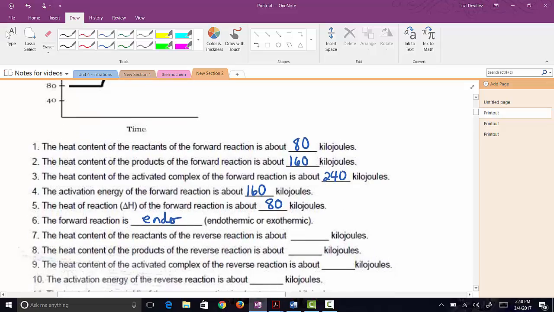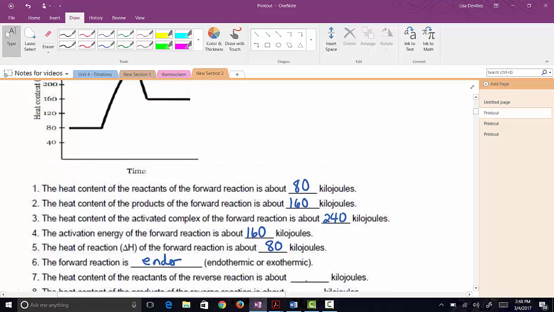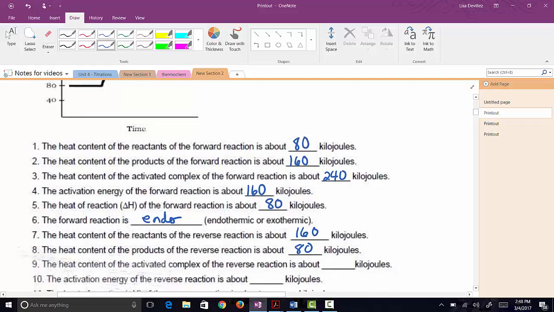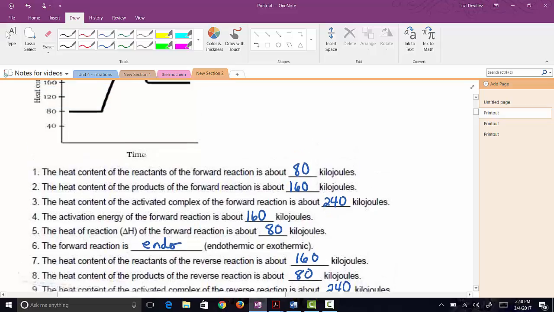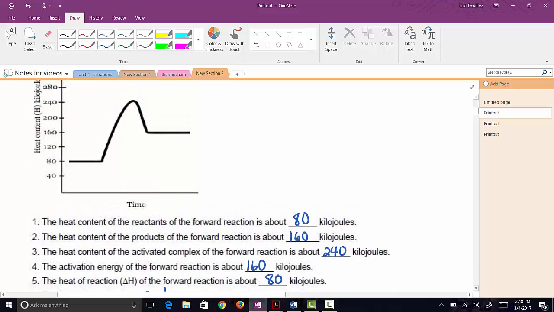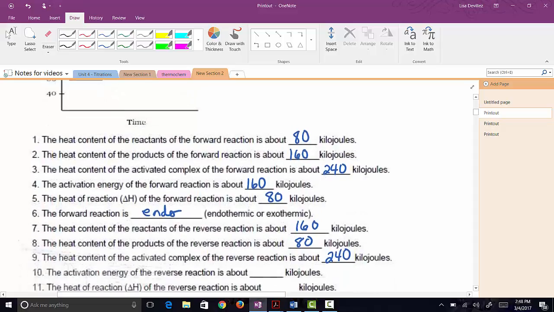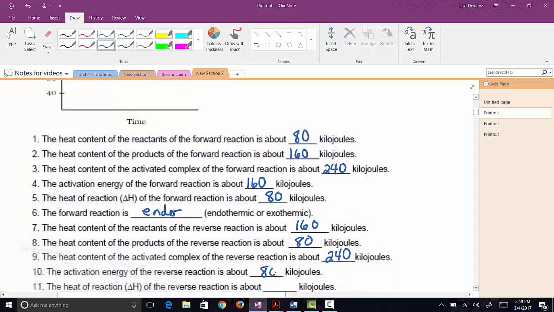And the heat content of the reactants of the reverse reaction is about 160. And the heat content of the products is around 80. The heat content of the activated complex for the reverse is still 240. The activation energy for the reverse is going to be 240 minus 160, so that's about 80.